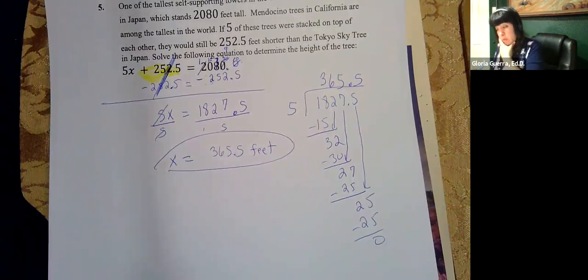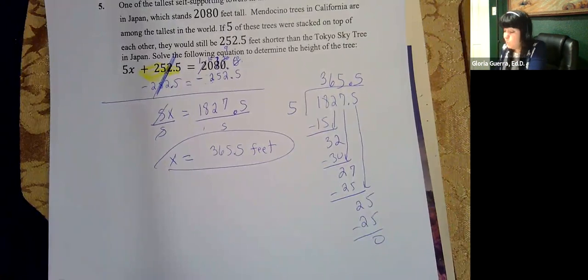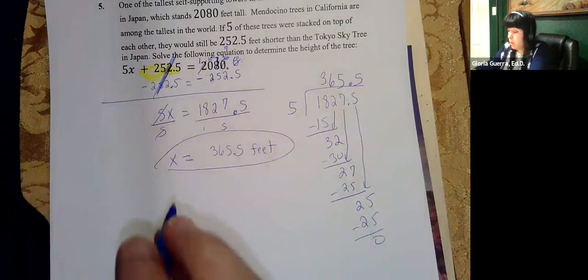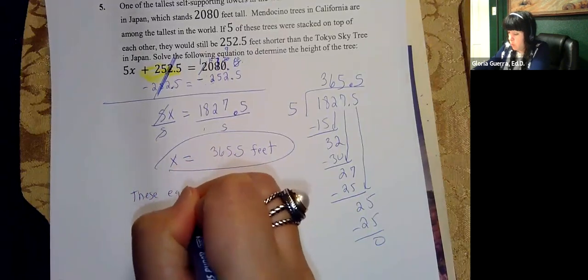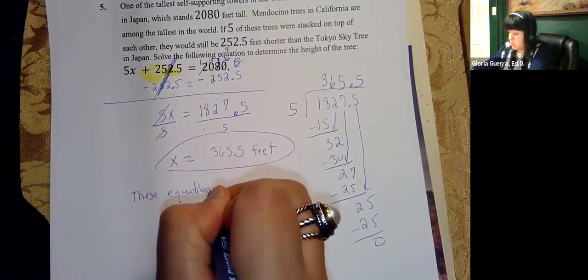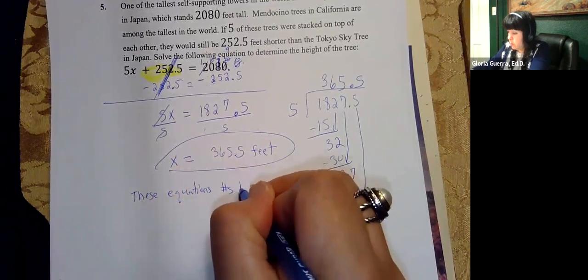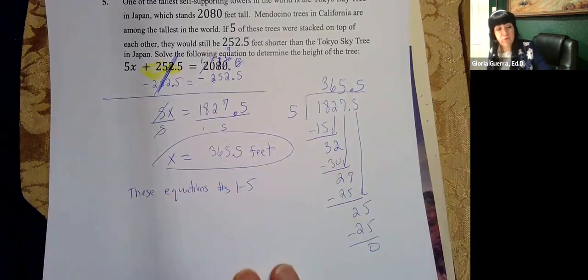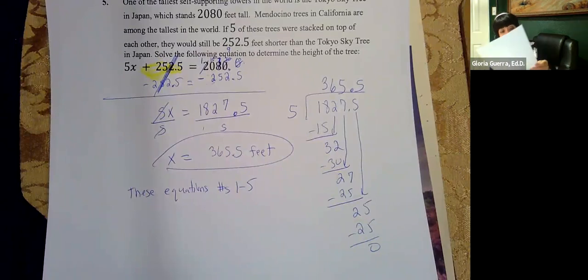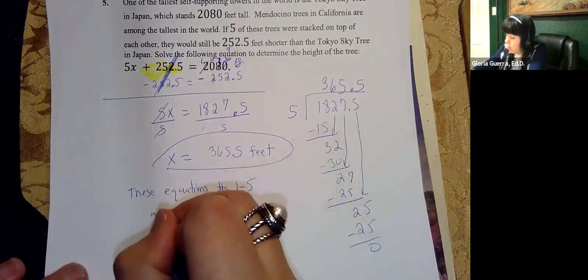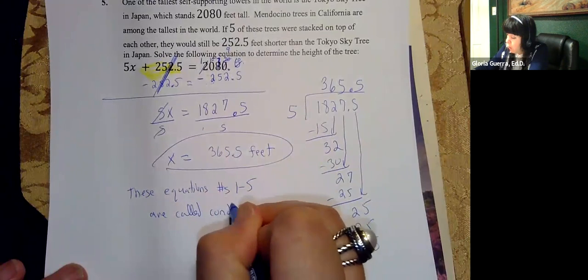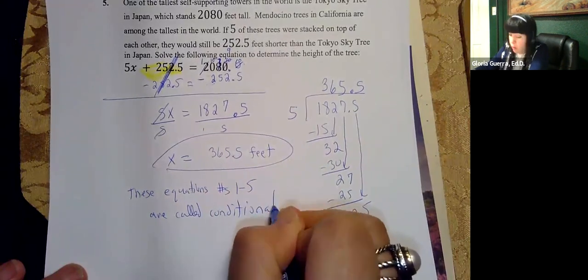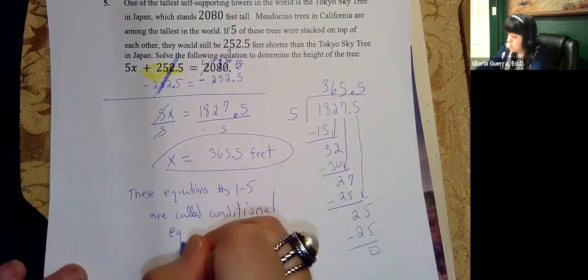And, by the way, in your vocabulary, these equations, numbers 1 through 5, double check, I believe are all conditional. Yes. Are called conditional equations.